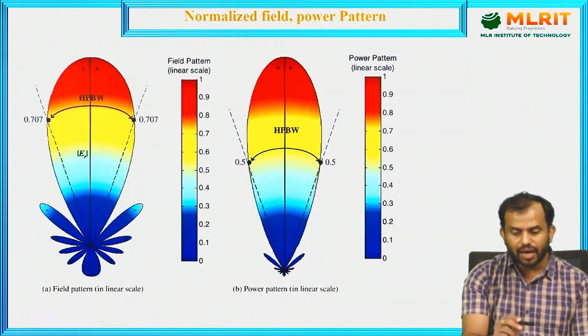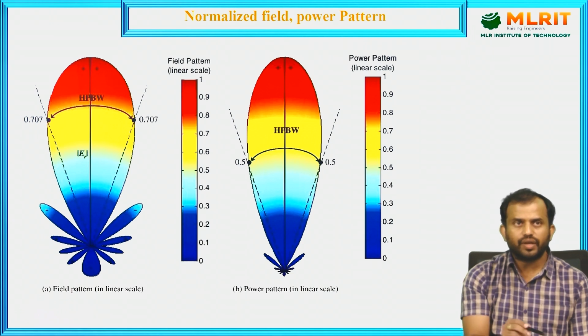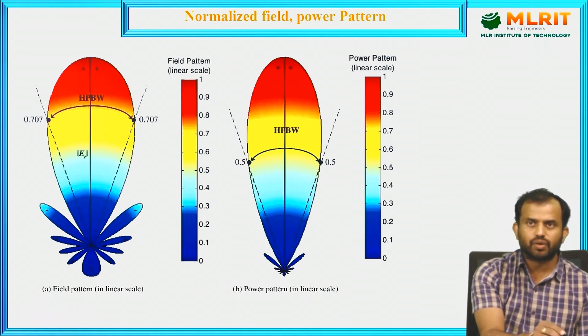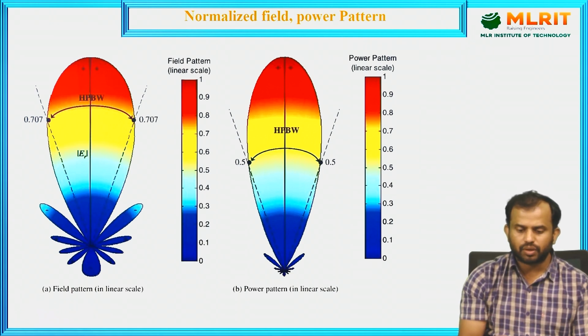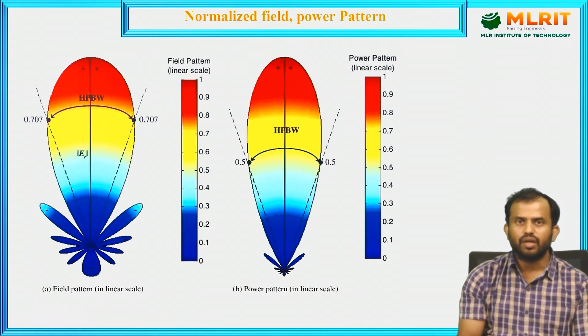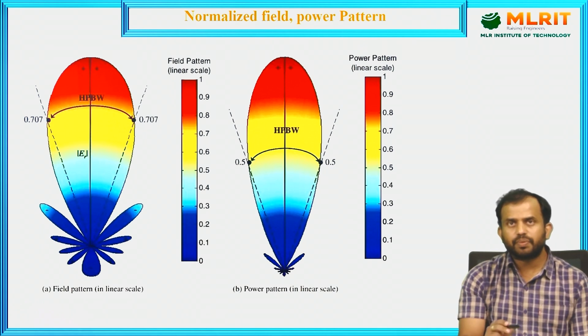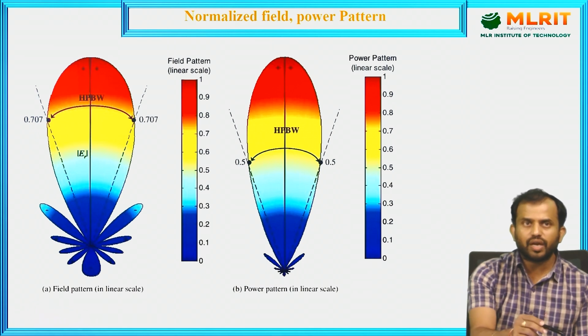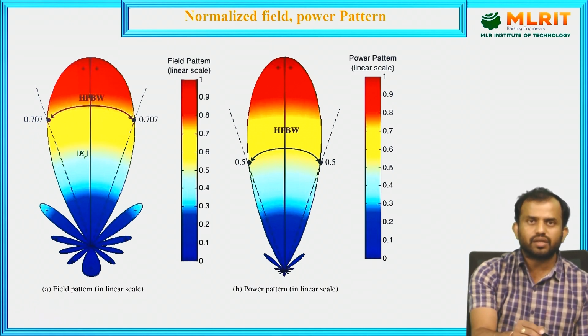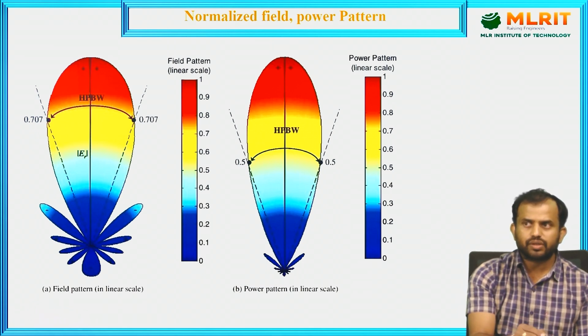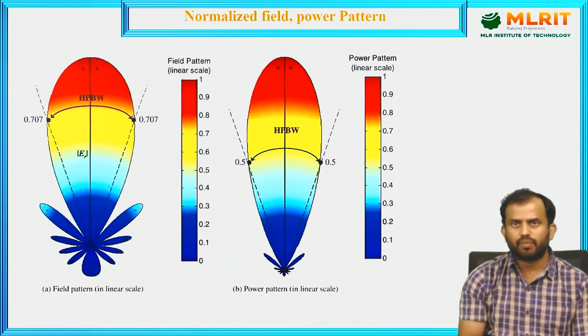But when analyzing the difference between the power pattern and field pattern, we consider 0.707, which is 1 by root 2, and here we consider 0.5. So the difference between the field pattern and power pattern is how much amount of field it covers, how much distance it covers. Based upon this, we are able to take down the information.